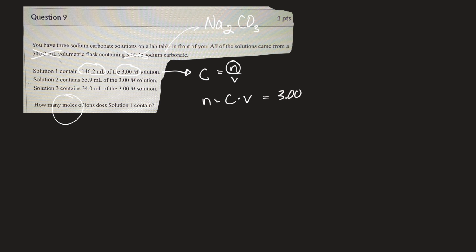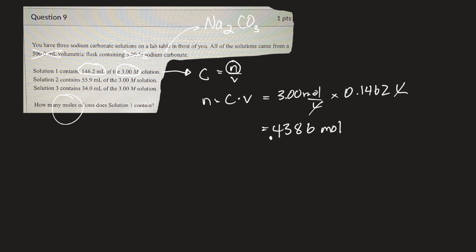Concentration is 3 moles per liter, times the volume is 146 milliliters, which is 0.1462 liters. So the liters cancel. If I multiply that, I get 0.4386, I think, is the right answer for how many moles.